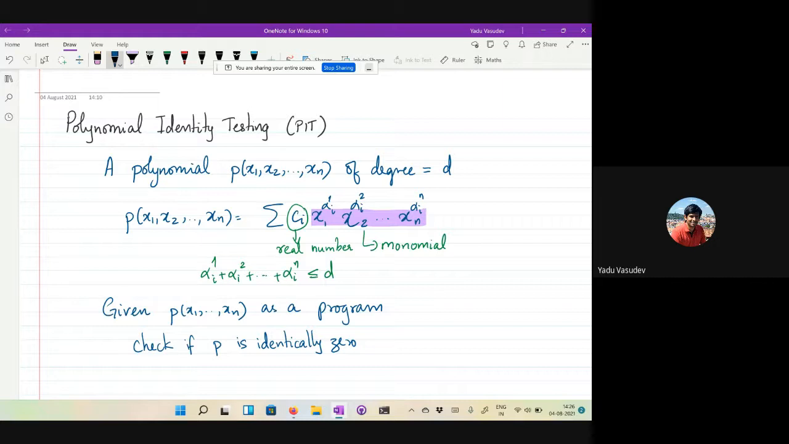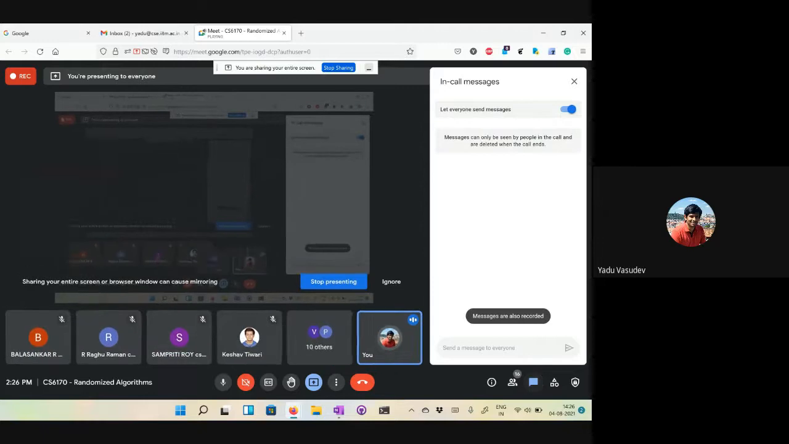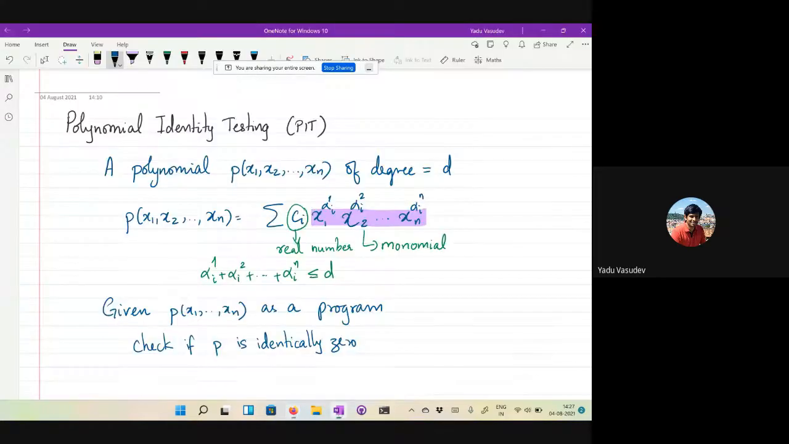And the most straightforward way, as we discussed last time, was to actually expand out the polynomial, right? You just expand out the polynomial completely, and then you see whether it is indeed all zeros, right? And what we observed was that is not efficient, because the number of monomials is something like n plus d minus 1 choose d. Okay, this can be very large compared to n and d, right? So you don't want to expand out the polynomial completely, but yet you want to check whether this polynomial is identically 0 or not. Okay.